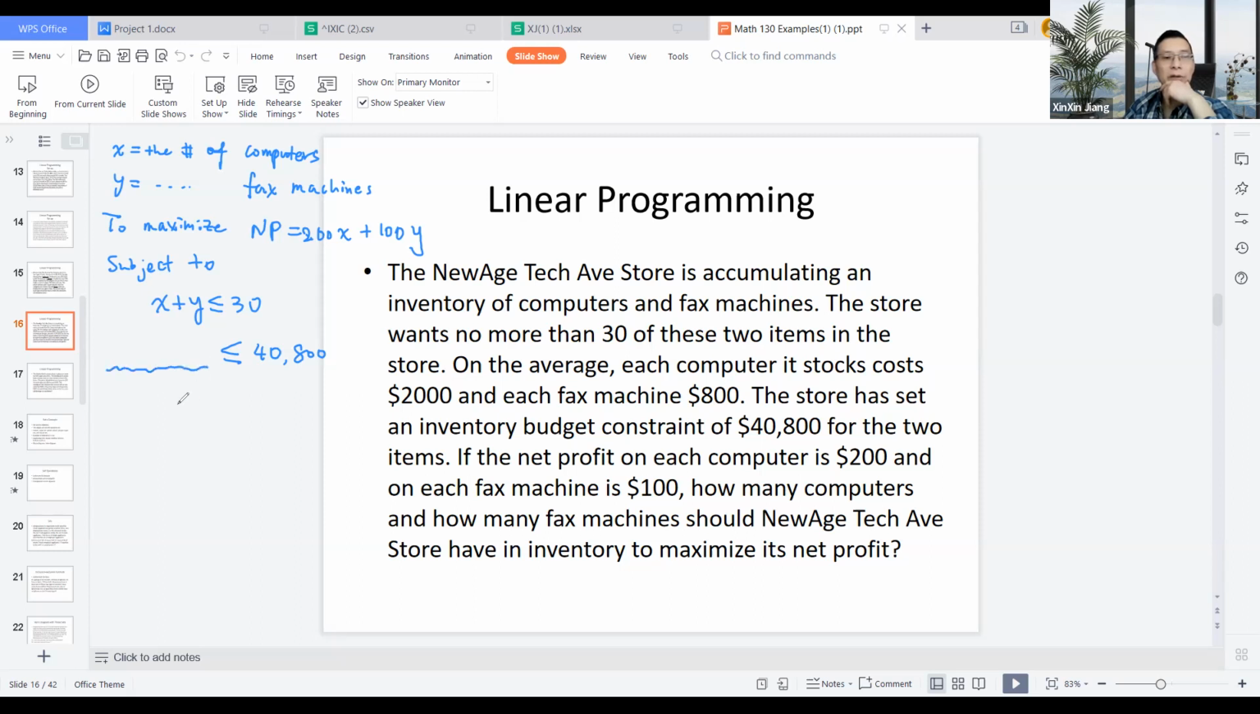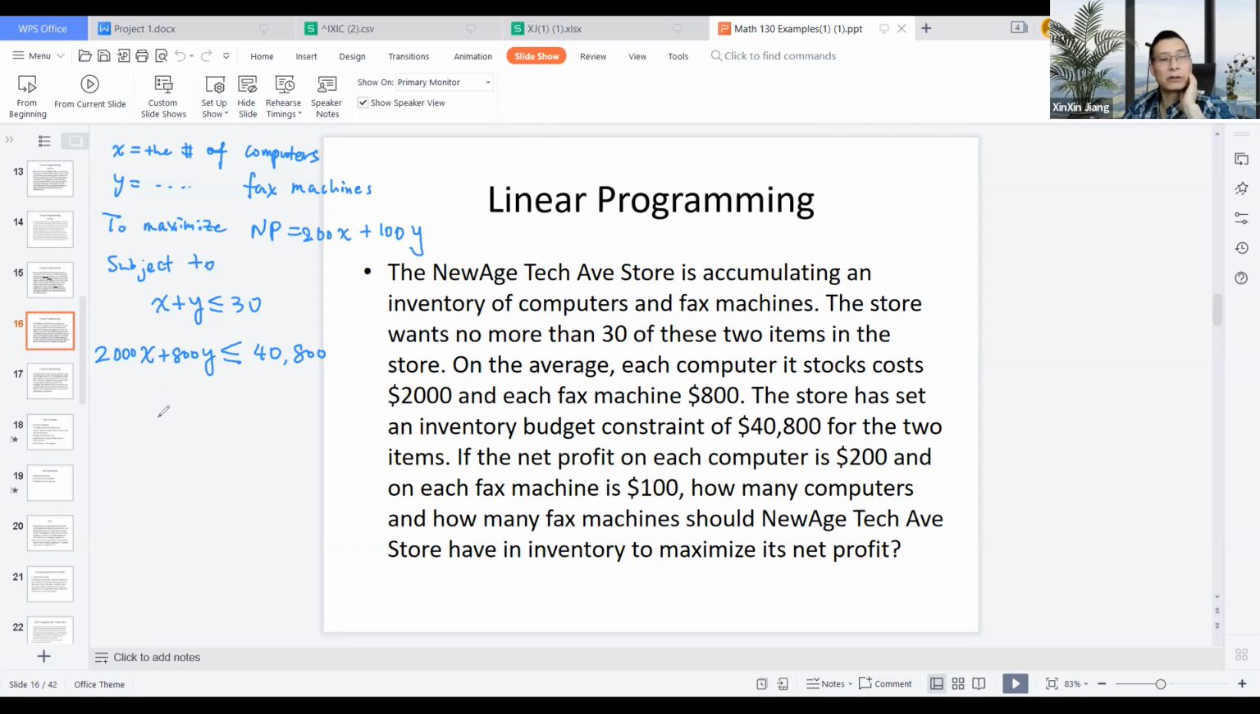Then we need to figure out the function of the cost. So you look at the sentence here. On the average, each computer stocks costs $2,000. Now you have X of them, so you have 2,000X. And then for fax machine, $800, add 800 times Y. That's the cost from fax machines, and 2,000X is the cost from holding X computers.